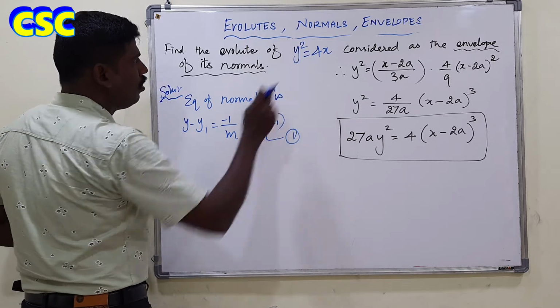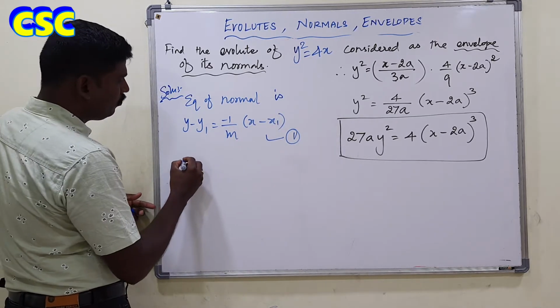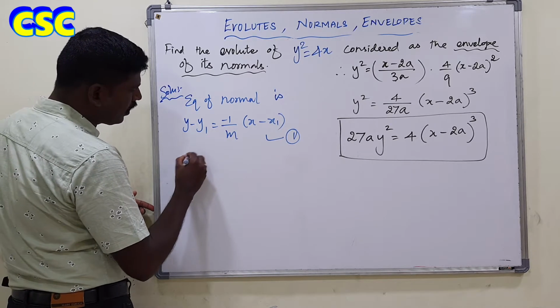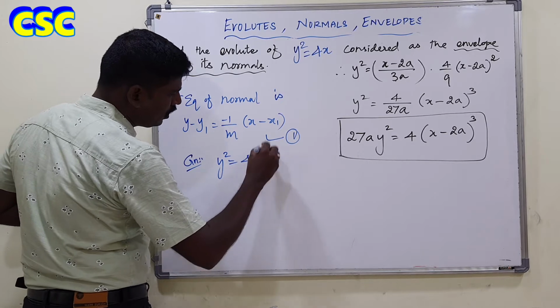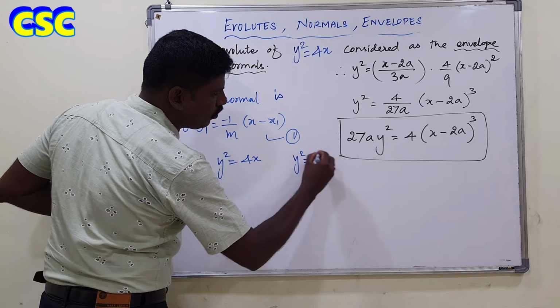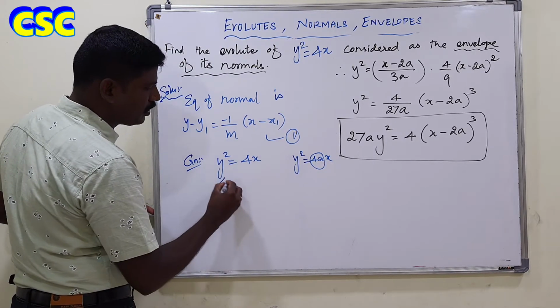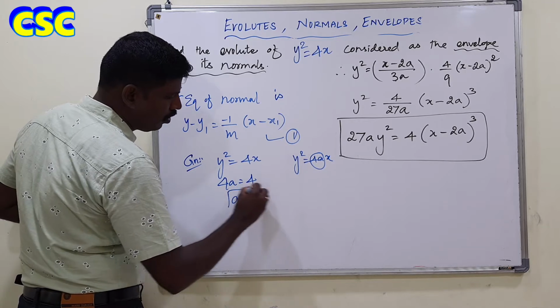Now what is the parametric form of y square is equal to 4x? The given curve is y square is equal to 4x. Comparing it with y square is equal to 4ax, what is 4a? The coefficient of x. So the coefficient of x here is 4. So what is a? a is equal to 1.